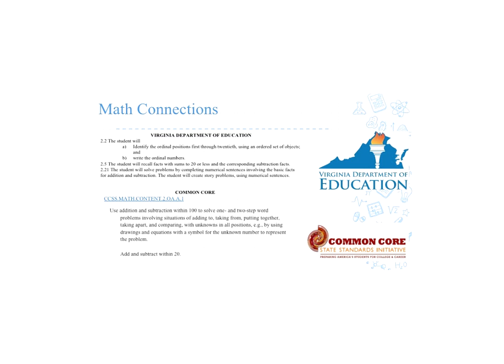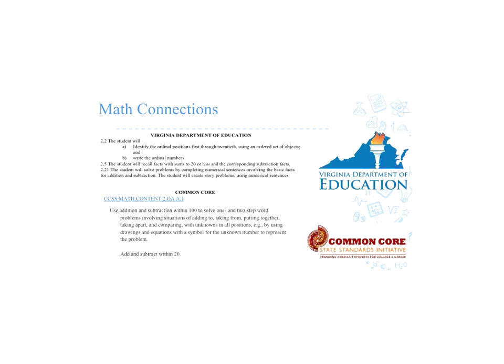So our math connections, the Virginia Department of Education deals with, we use second grade for this. The student will identify the ordinal positions first through 20th using an ordered set of objects and write the ordinal numbers. 2.5, the student will recall facts with sums to 20 or less and the corresponding subtraction facts. 2.21, the student will solve problems by completing numerical sentences involving the basic facts for addition and subtraction. The student will create story problems using numerical sentences.